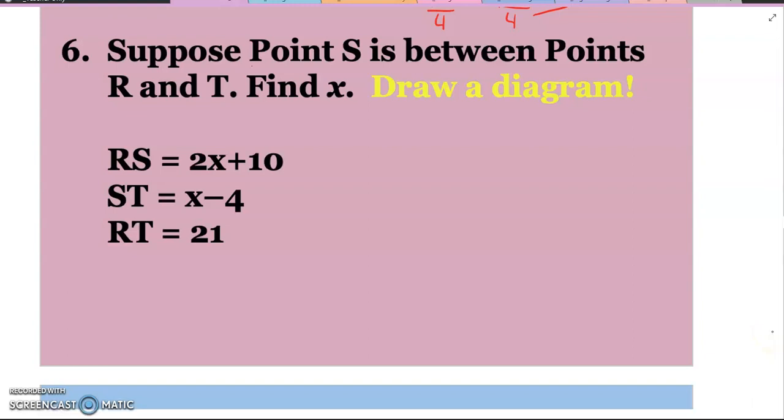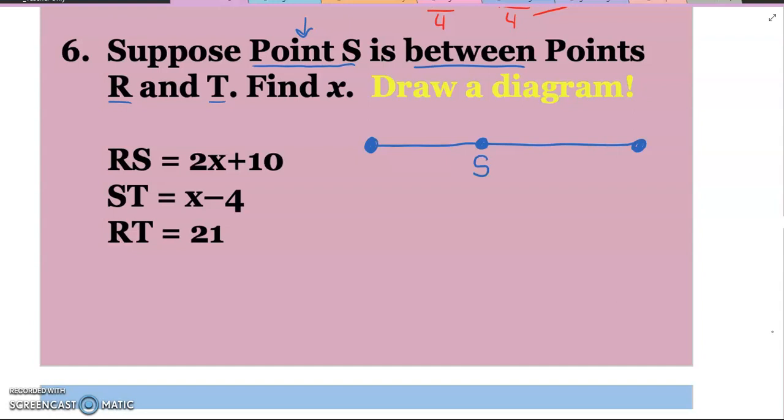So it says, suppose point S is between point R and T. So once again, we're going to look at a segment, and it appears in this situation we have 2 points on the ends, and then we have a point that is between. That means it's somewhere in the middle. You can put it directly in the middle, or you can put it off center. It doesn't matter where you put it, but we're going to call that S.